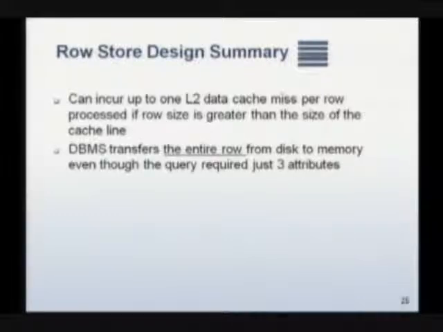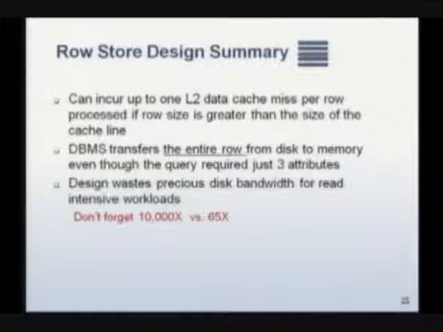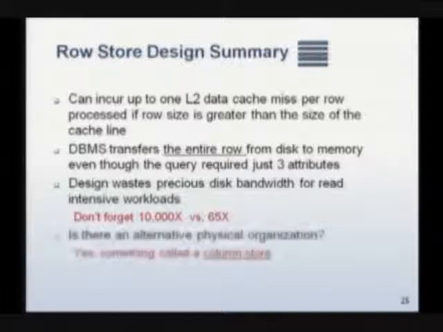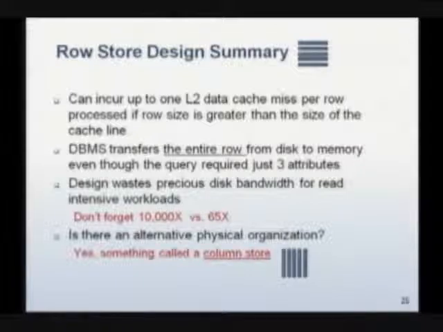Remember that 10,000x, 65x deal? Big water reservoir, small pipe, transferring stuff I don't need, attributes that I don't need to execute the query. This bandwidth is really, really precious because it's only gone up a factor of 65 in 30 years, whereas capacity has gone up 10,000. And there's an alternative organization that is actually a very old organization, first proposed in 1970, called a column store.